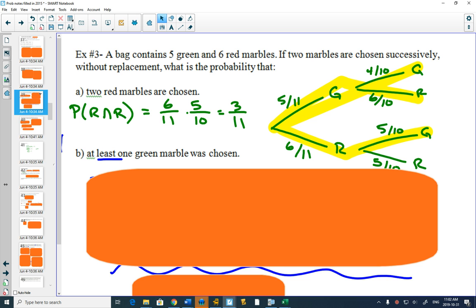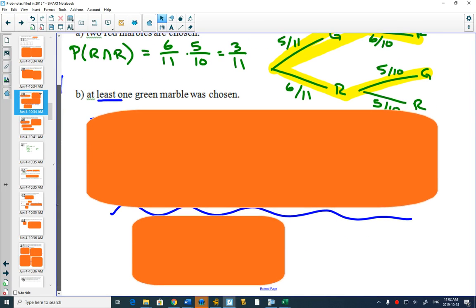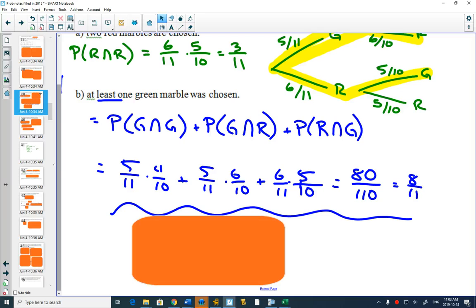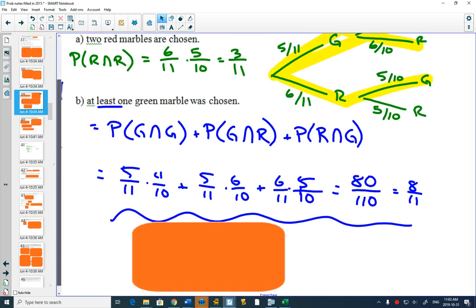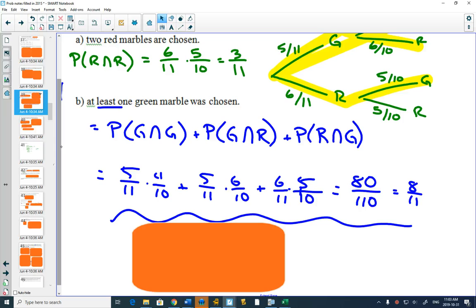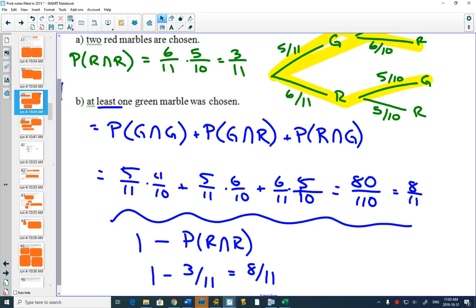At least one green marble was chosen. So you have 2 options. The better option is the quicker one. You could either add up all 3 cases. This is the longer option. What would the quicker option be? Figure out the only case where you don't get a green one, which is 2 reds, and subtract that from 100%. So you can see that that second method is a lot faster.